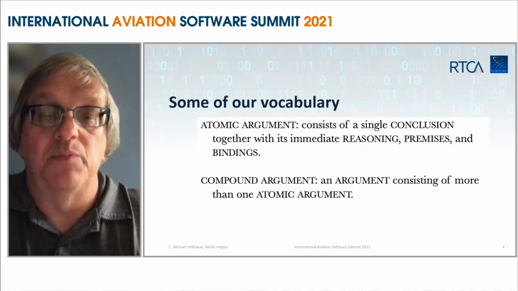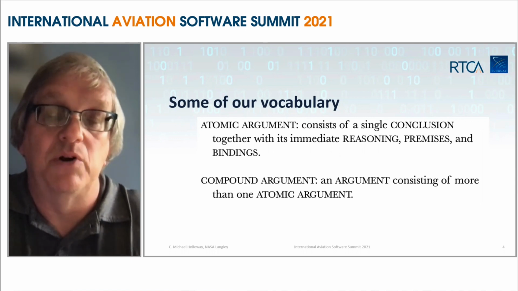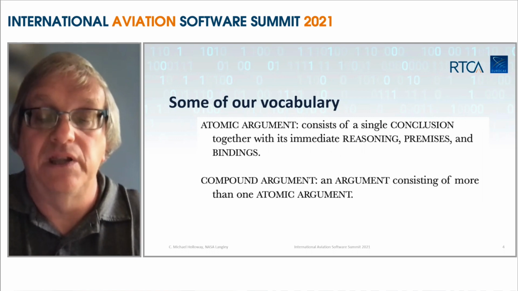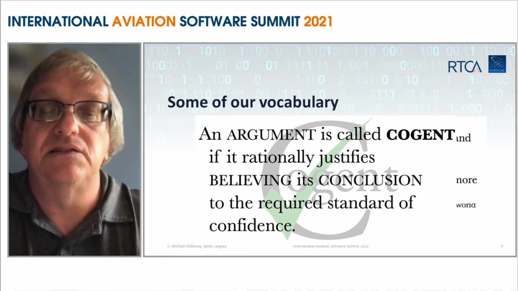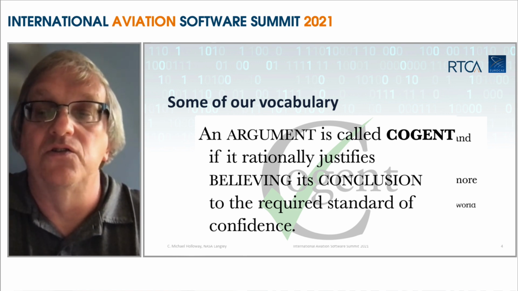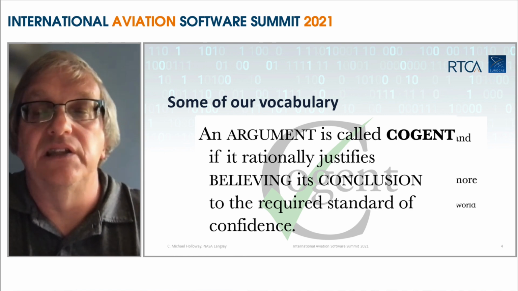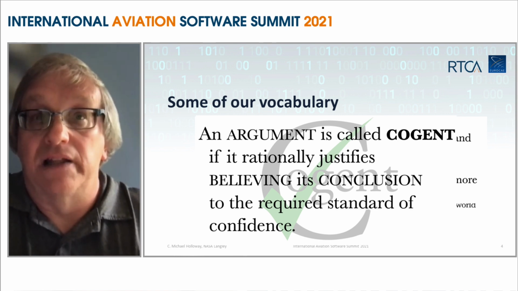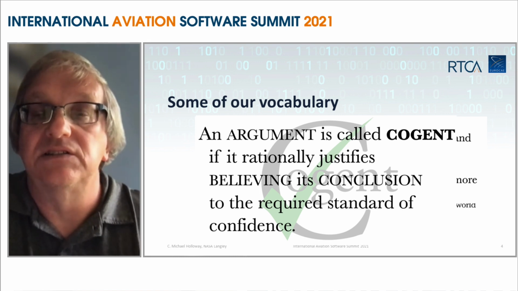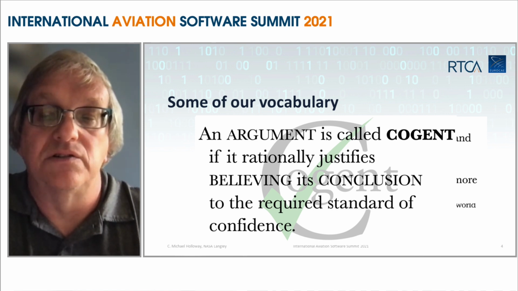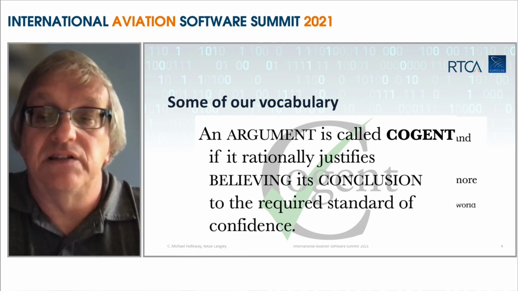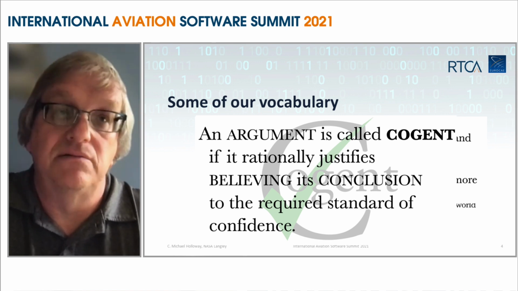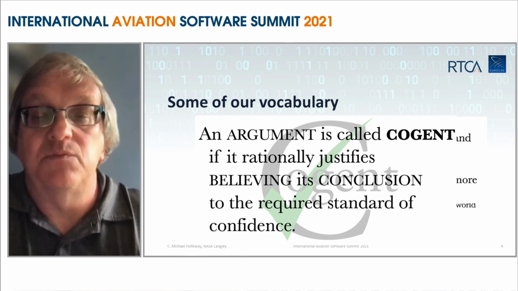And finally, for the purposes of this rapid introduction, the primer itself includes some additional terms that we're skipping here. We call an argument cogent if it is a good one. That is, if it rationally justifies believing its conclusion to whatever level of confidence is needed for the application. In the context of OPs, whatever level of confidence is needed for showing possession of the OPs. Now, the level of confidence is, of course, as I'm sure everyone recognizes, a complicated concept, which I'm not going to address here, but we do address as part of a separate, not yet published paper. So that's a bit about our vocabulary.